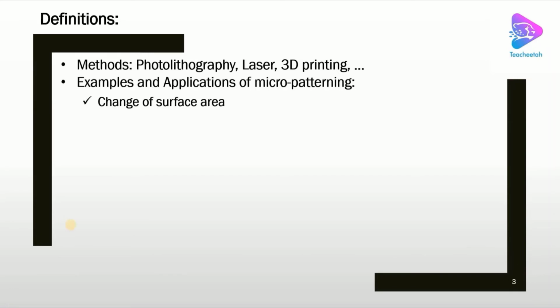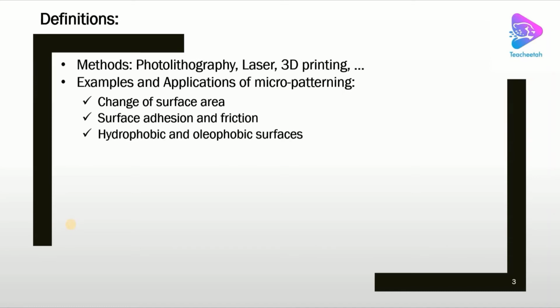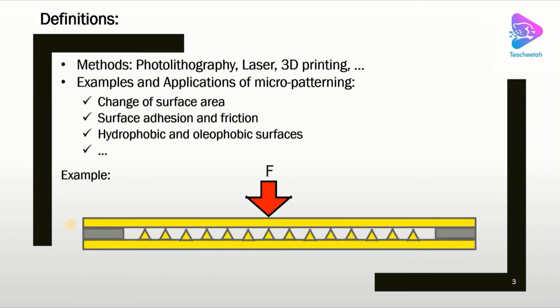There are different examples and applications of micro-patterning and micro-patterned surfaces, such as change of surface area, change of surface adhesion and friction, the fabrication of hydrophobic or oleophobic surfaces to repel water or oil, and so on. So today we are going to model a force sensor based on a micro-pattern structure.